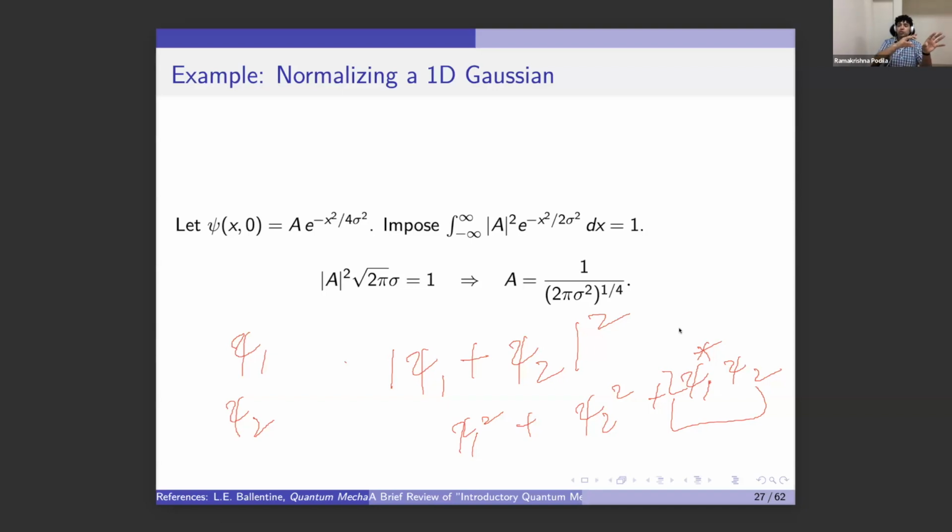So using the first postulate, we were able to explain individual detections, and using the second postulate, that psi squared is the probability, we are able to explain the patterns that emerge over time, right? So these are the two main postulates that we will discuss in this lecture.